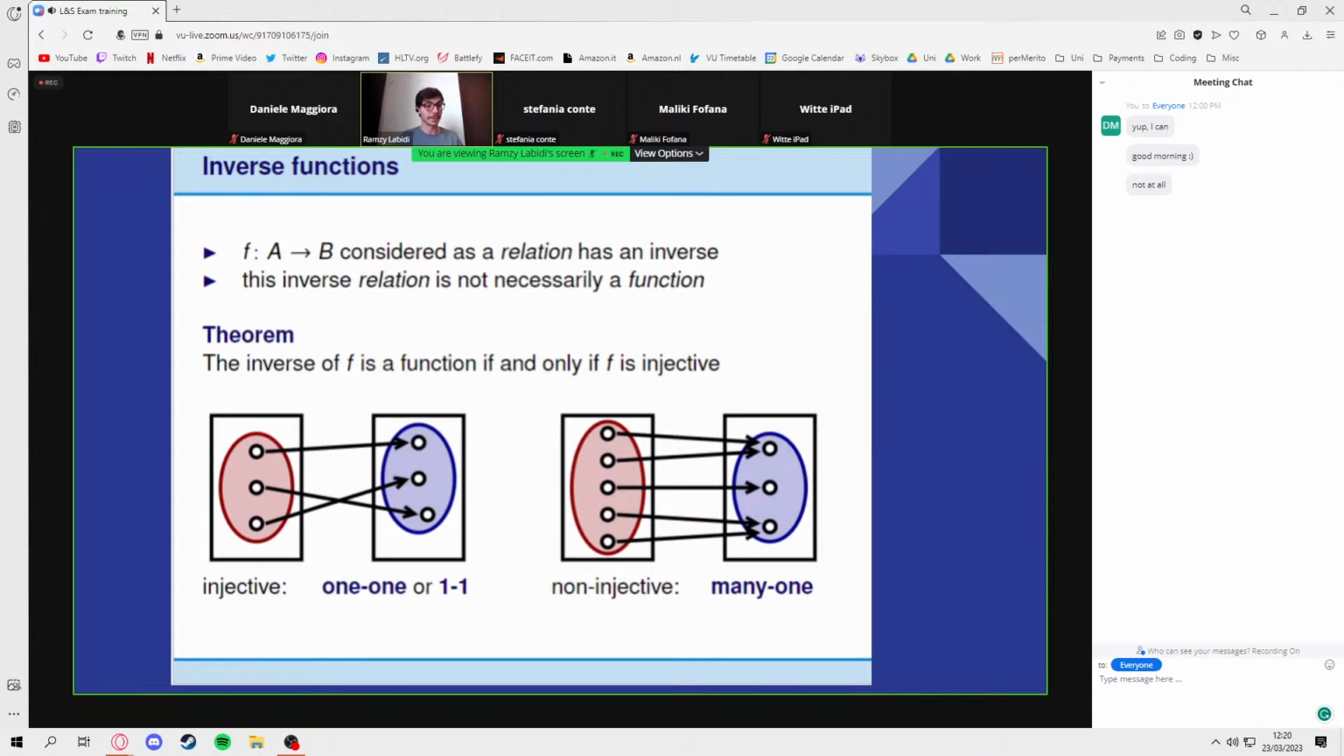But if you look at the grade and you look at it the other way around, it's not one-to-one anymore, it becomes many-to-one, because each grade can be owned by many people. Therefore, the inverse of a function can be a function if and only if f is injective. I hope that makes sense.